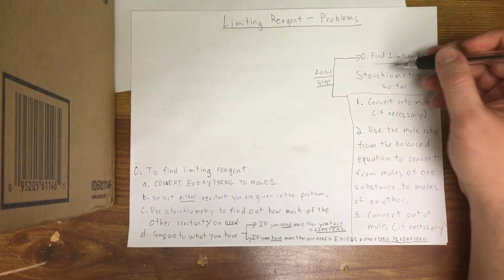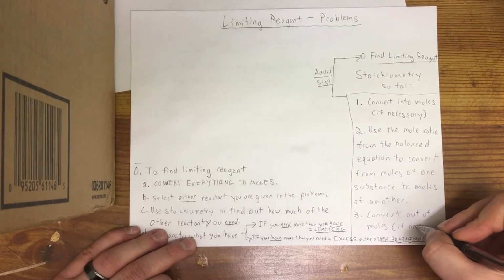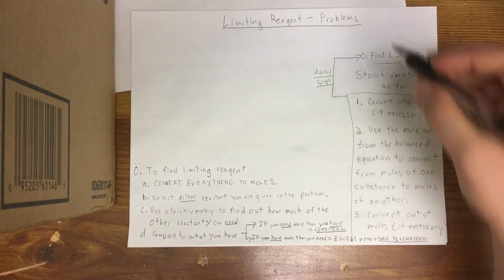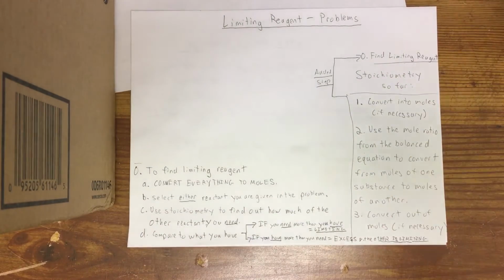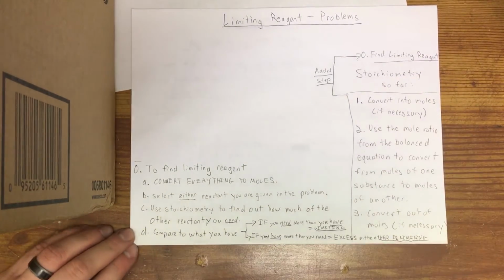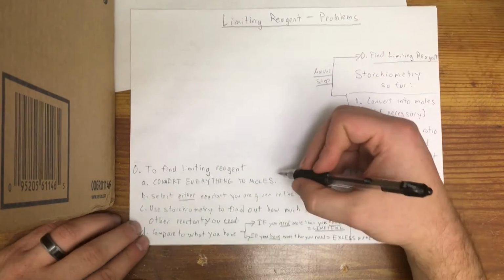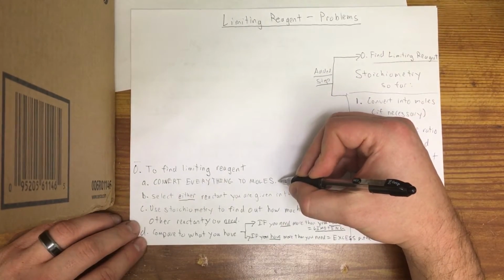So we need to find the limiting reagent. We know we need to find this because it will determine what our correct answer is at the end here. So there are some steps to finding the limiting reagent, which is part of our step 0. So we're going to split step 0 into some sub-steps. In order to find our limiting reagent, what we're first going to do is convert everything into moles.